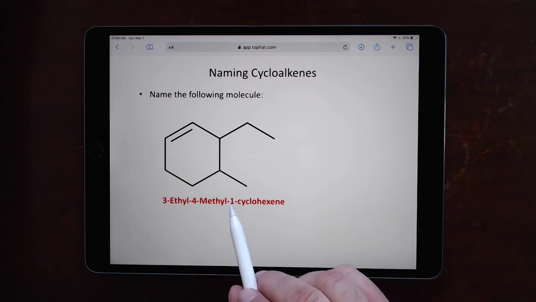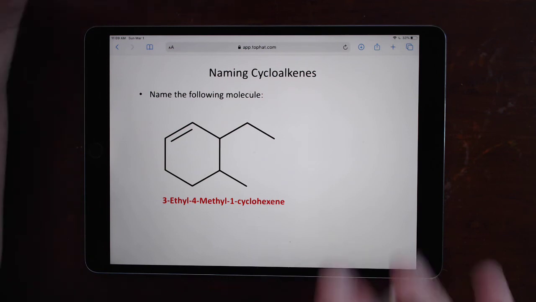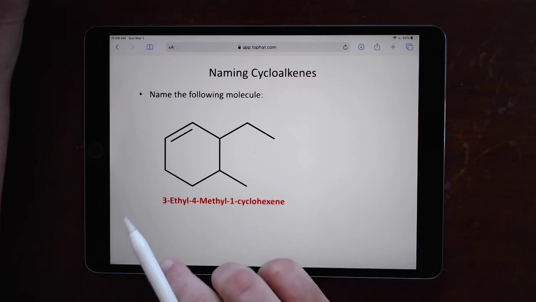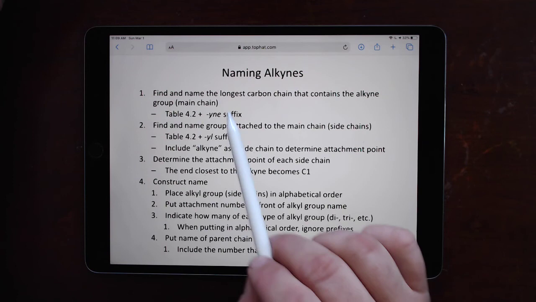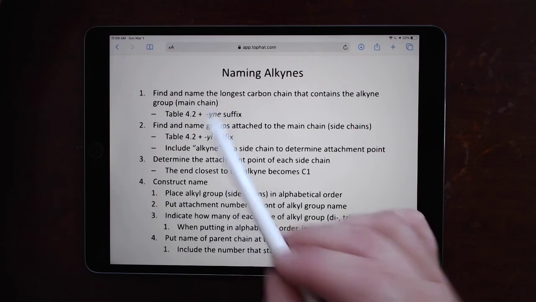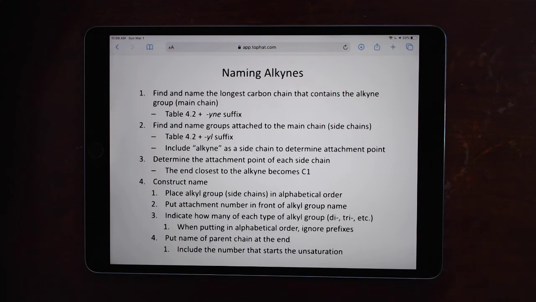You could put the 1 out here, or you could put the 1 in front of here. That's fine. Or in this case, you don't have to put the 1. Okay. Alkynes are going to be the exact same as alkenes, except you have the yne suffix instead of the ene suffix. Otherwise, it works exactly the same as an alkene.